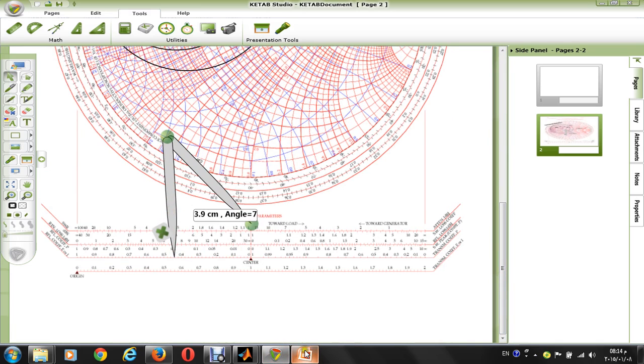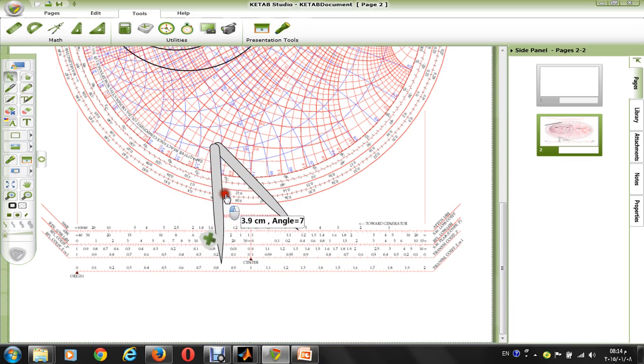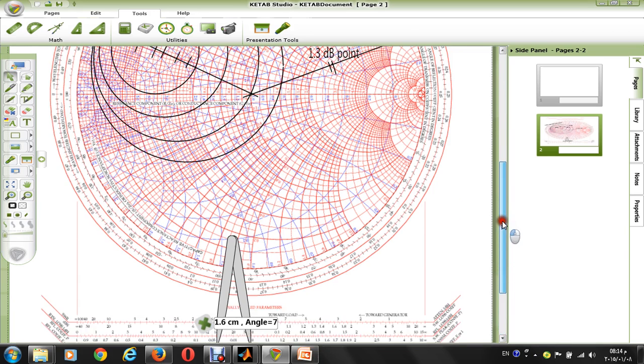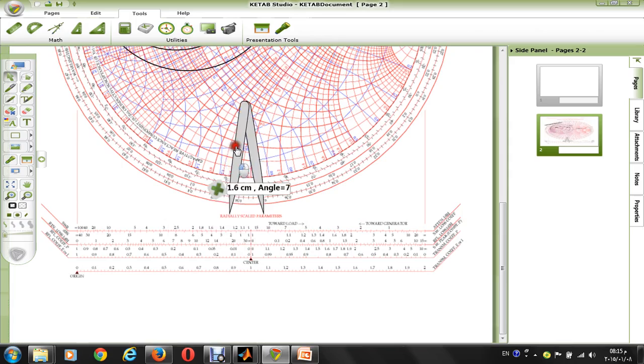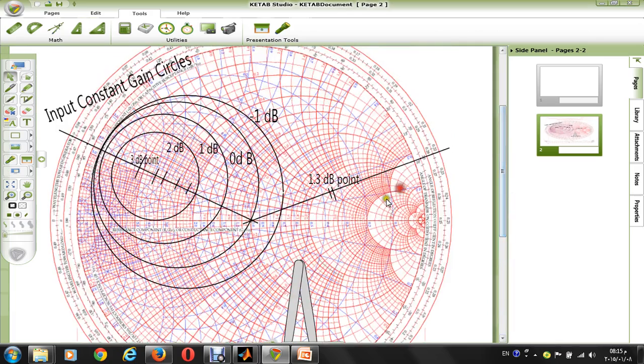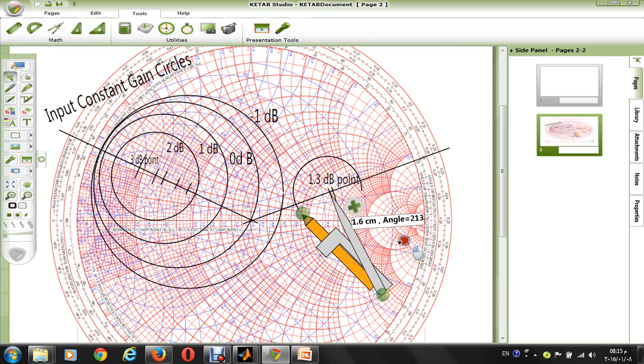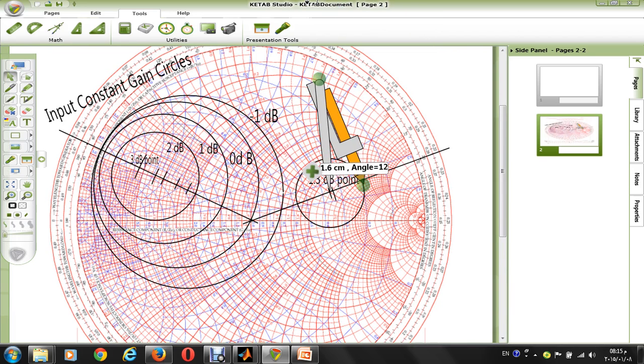Back to the reflection coefficient scale, the radius is 0.19, which is approximately 0.2, I can say, here. Okay. I go back. This is the center, and I draw the circle. This is the 1 dB.